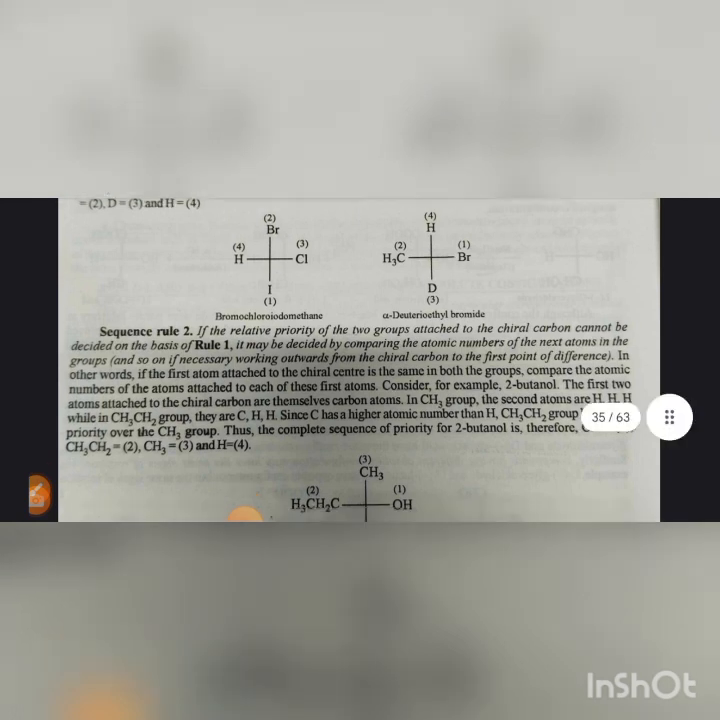Second sequence rule: if the relative priority of the two groups attached to the chiral carbon cannot be decided on the basis of the first rule, it may be decided by comparing the atomic numbers of the next atoms in the group, and so on if necessary, working outwards from the chiral carbon to the point of difference. In other words, if the first carbon atom attached to the central atom is the same in both the groups, compare the atomic numbers of the other atoms attached to each of these first atoms.